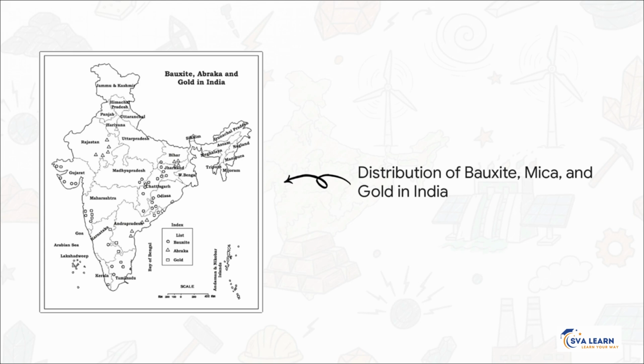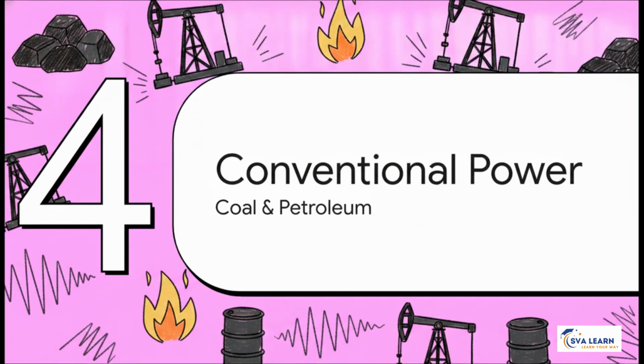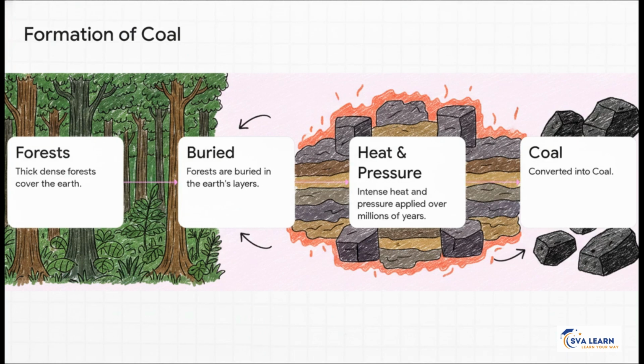Hadi is currently the largest producer of gold in the entire country. Part 4, conventional power. We're talking coal and petroleum. Let's do a quick mental whiteboard sketch of how coal is actually formed. Imagine drawing a massive, incredibly thick, dense forest from millions of years ago.